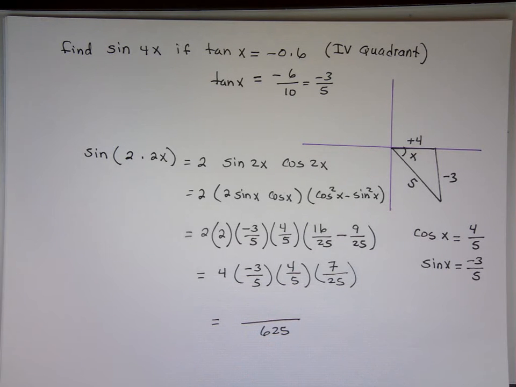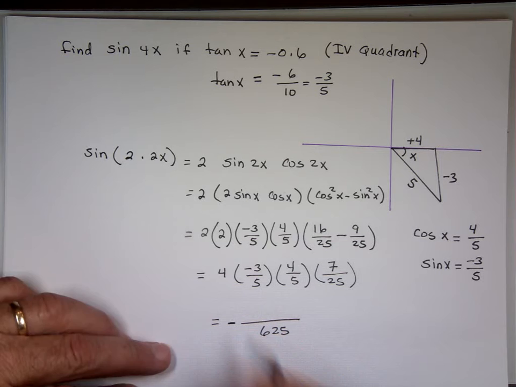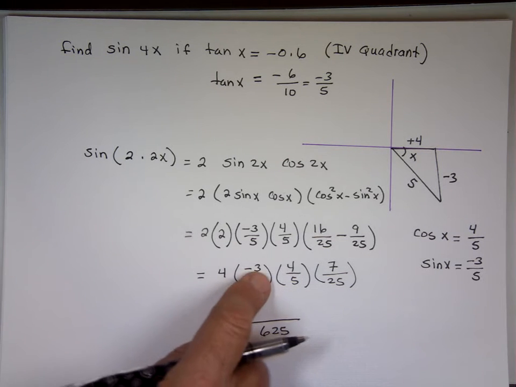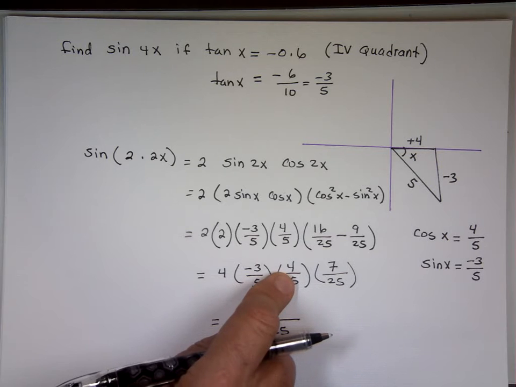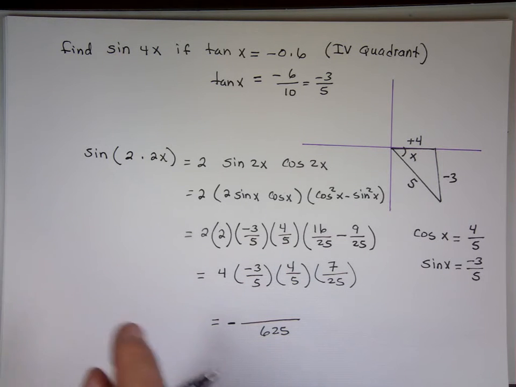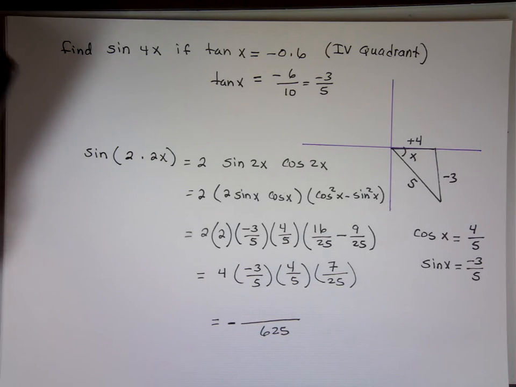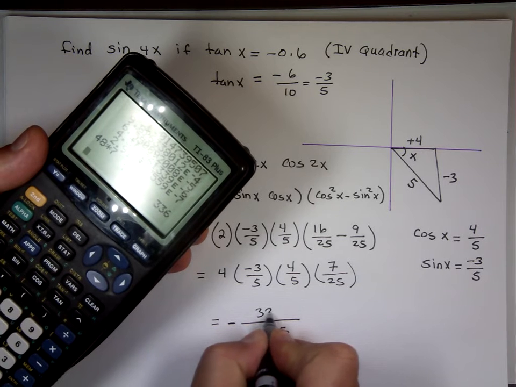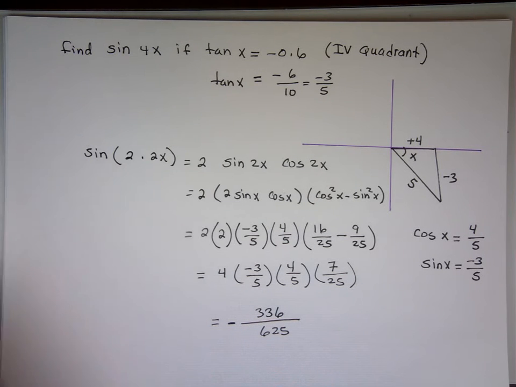There's going to be a minus. I'll put the minus in the front. 4 times 3 is 12. 12 times 4 is 48. 48 times 7 is 336. And that's my answer. I can't simplify that.